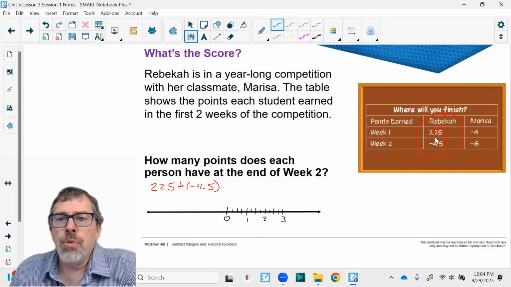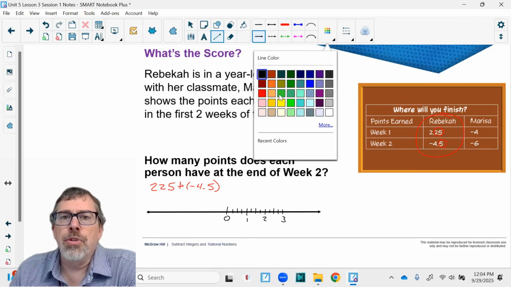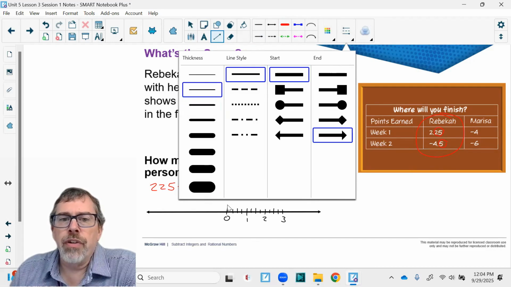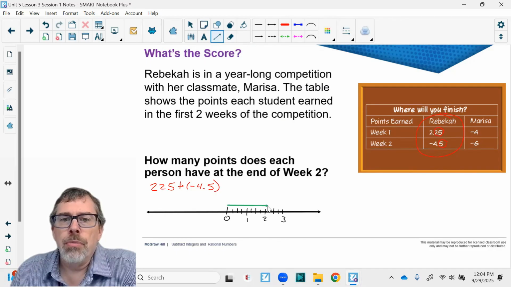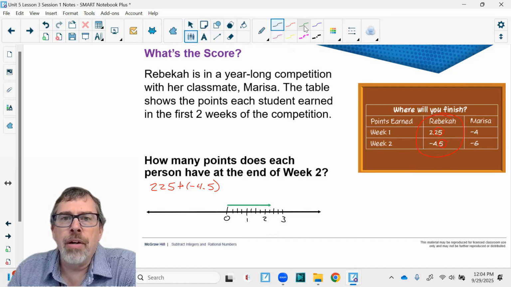Okay, our first week, we got 2.25 points from Rebecca. So that's positive, so I'm going to use green. I'm going to go to the right from 0 to 2.25. Might want to pull this a little bit further, right there. Okay, so we started at 0 and got to 2.25. And I'm going to write that above it, just so we know what that represents.